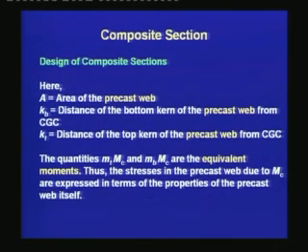Here, A is the area of the precast web, kb is the distance of the bottom kern of the precast web from the CGC, and kt is the distance of the top kern of the precast web from the CGC. Remember that we are defining these quantities from the CGC of the precast web itself. The quantities mt Mc and mb Mc are the equivalent moments. Thus, the stresses in the precast web due to Mc are expressed in terms of the properties of the precast web itself.